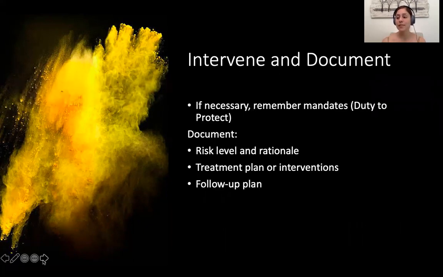Once you've completed your assessment and identified the level of risk, you should intervene appropriately, just like you did for suicide. In cases of moderate to high risk, this may involve your duty to protect, which would require contacting local law enforcement to inform them of the threat. After you've intervened, be sure to document accordingly, just like you did for suicide.